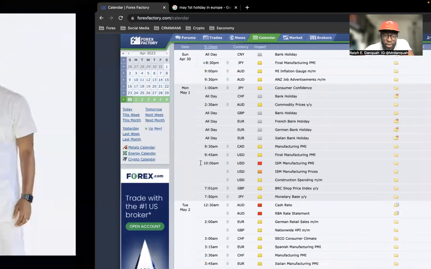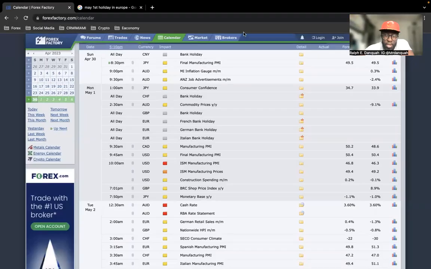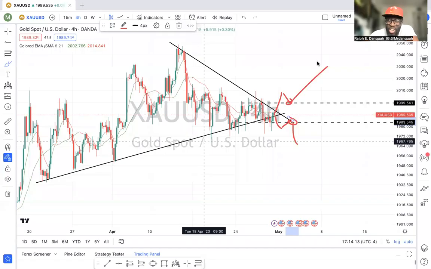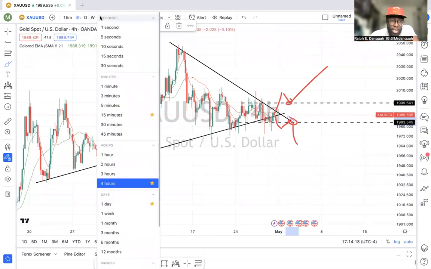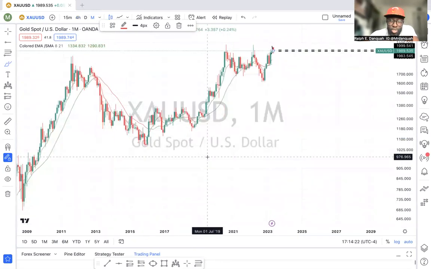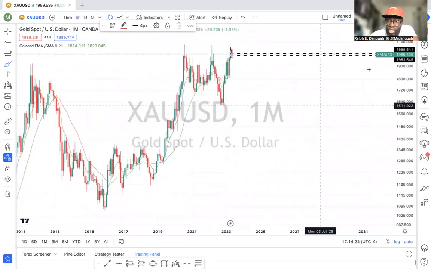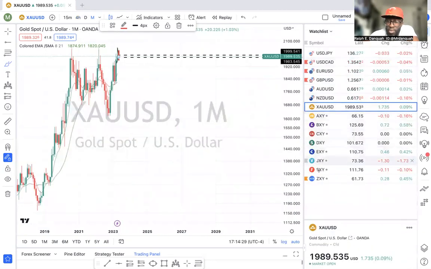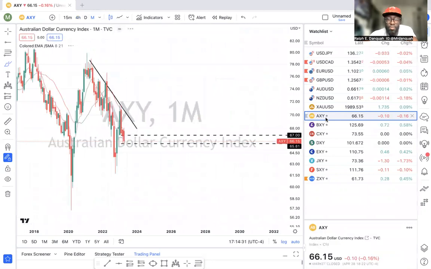So again, tomorrow is the first day of the month. So let's look at our monthly view, right? Today's the end of the month. Tomorrow is the first day. So let's look at a monthly view, see what happened for the month. We didn't see much movement last month. So let's look at the currencies. Right. So gold, you can see there's some stuff. All right, so let's go to AXY.